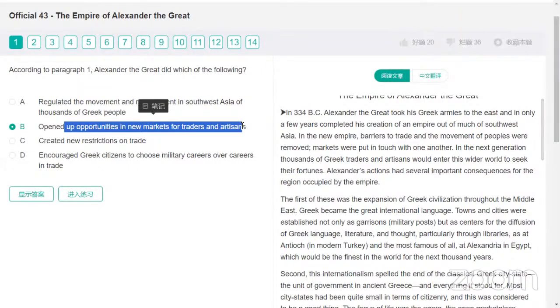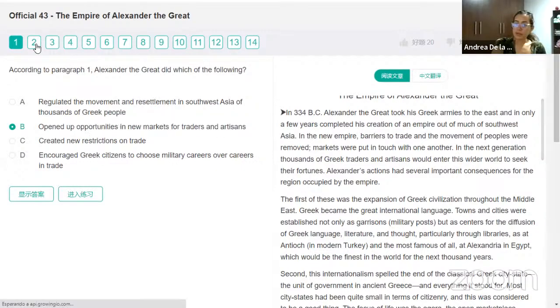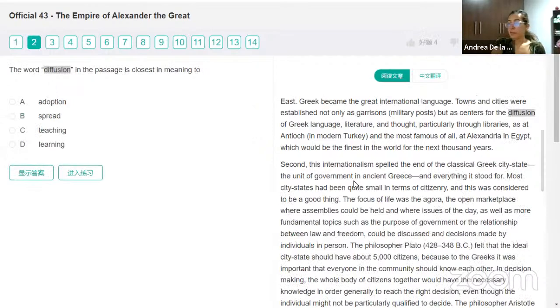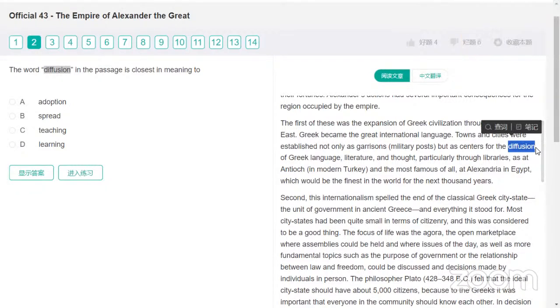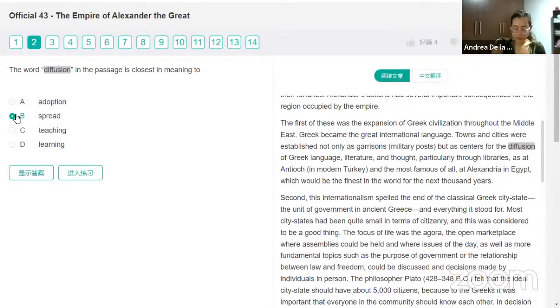Okay. Okay. All right, let's see the next one. Vocabulary question. It says, the word diffusion in the passage is closest in meaning to. Aquí está diffusion. Spread. Right. Muy bien. Entonces, en este caso, por ejemplo, como ahora, si conoces la palabra bien, y ya sabes que diffusion significa spread, entonces no hay necesidad siquiera de ver el párrafo.